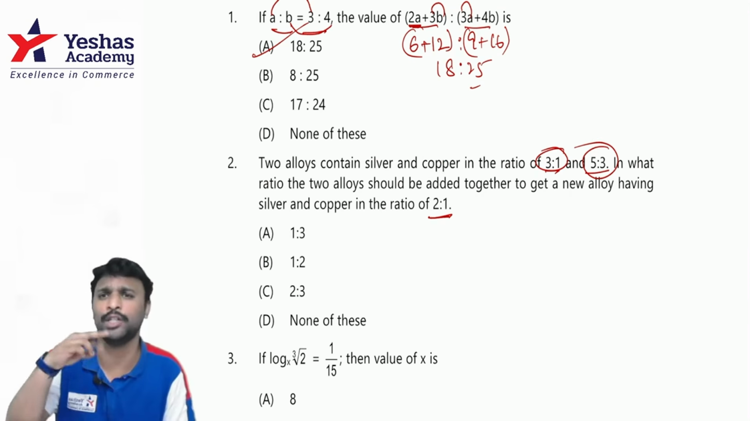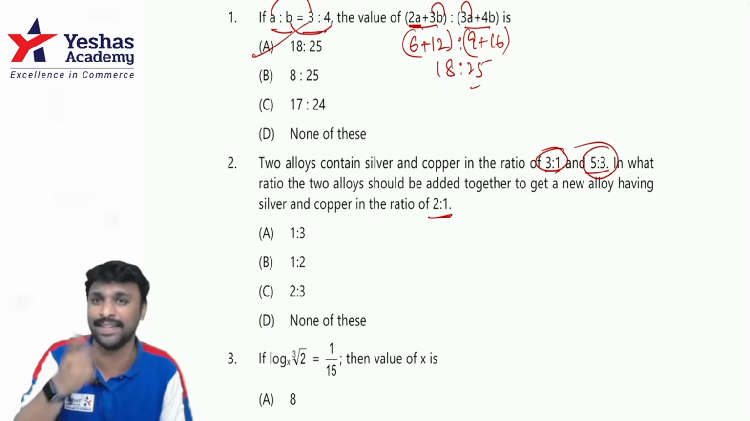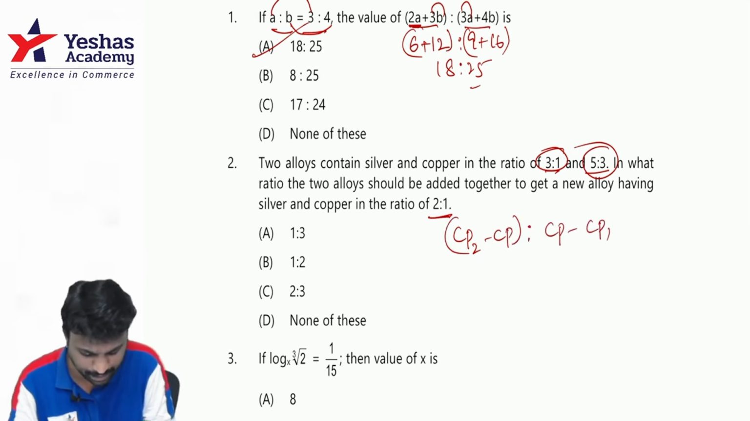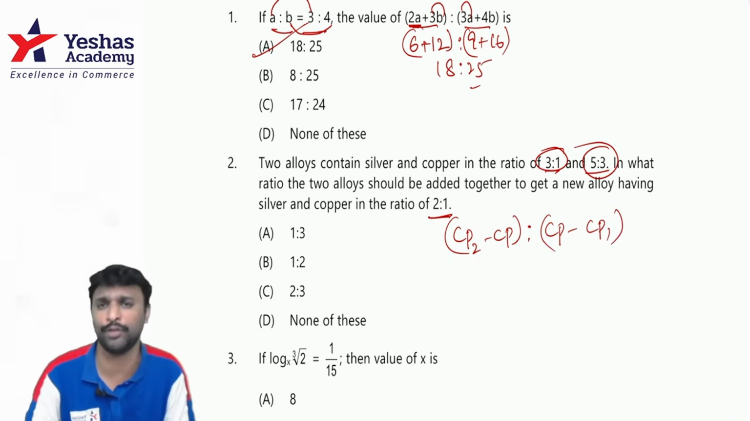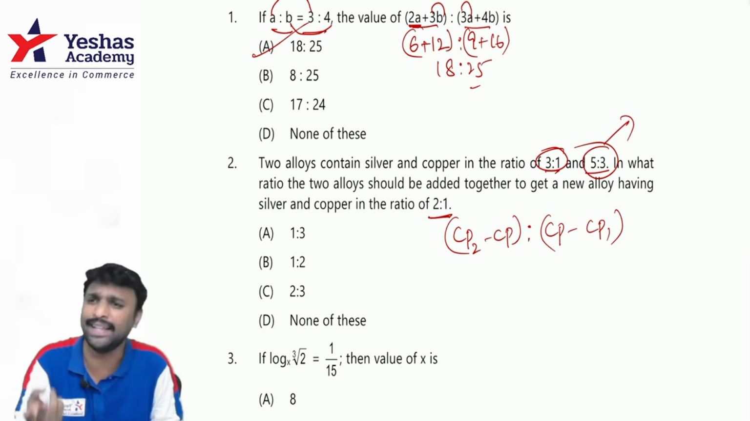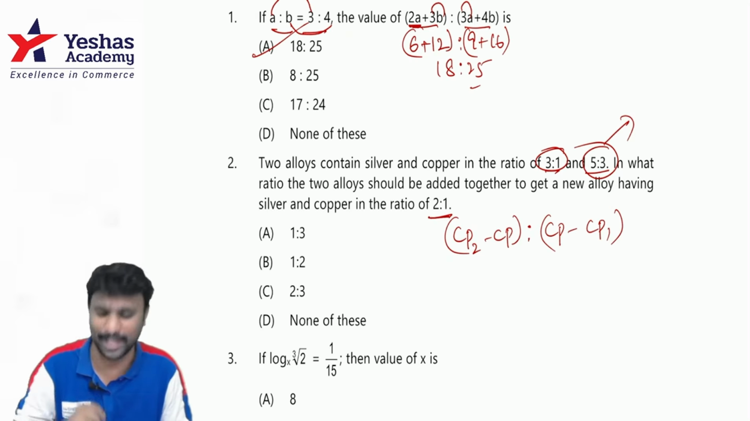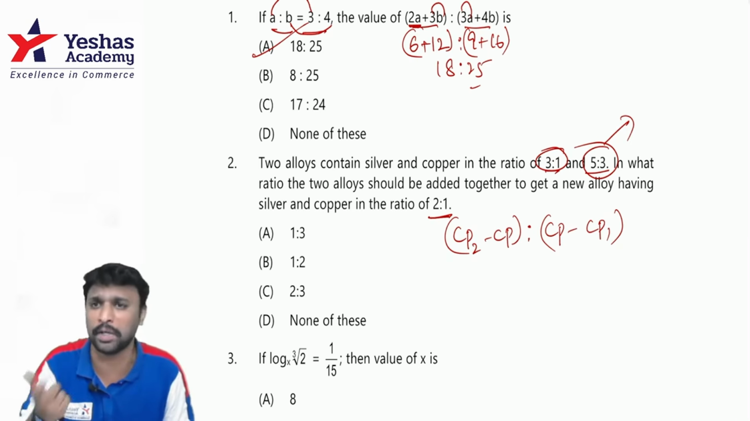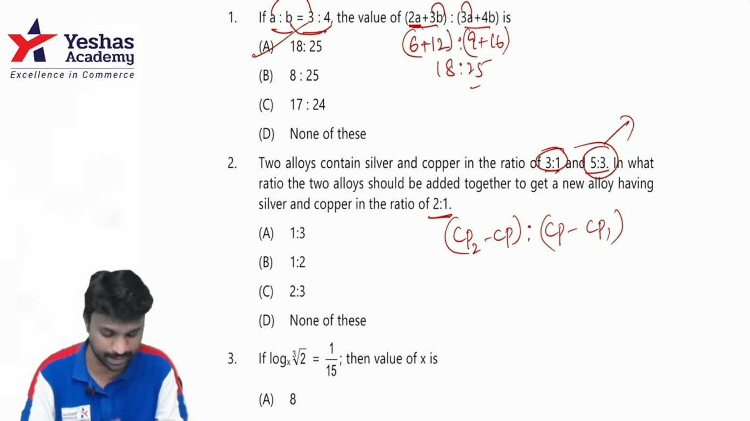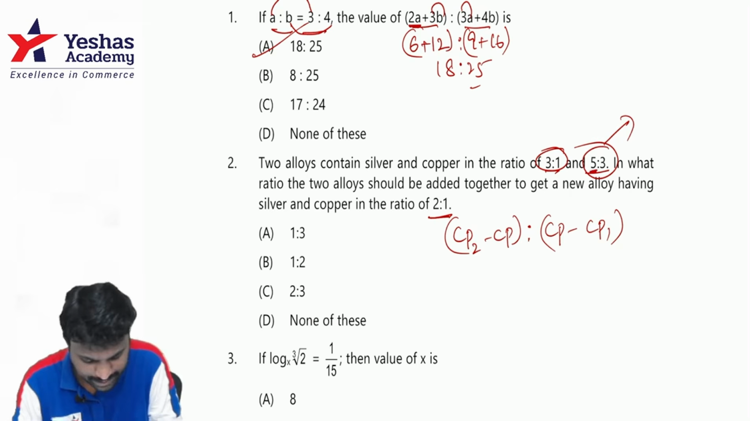Now, whenever the two ratios are given and the resultant ratio is given, you can always apply the shortcut Cp minus Cp2 is to Cp minus Cp1. In place of Cp2, what you have to do is consider the second ratio. In that second ratio, you can either express in terms of silver or you can express in terms of copper. I am doing in terms of silver. You will get the same answer even if you take copper as a reference. So here silver, how many parts are there? 5 parts. 5 out of total parts are how many? 8. So 5 by 8 is Cp2.